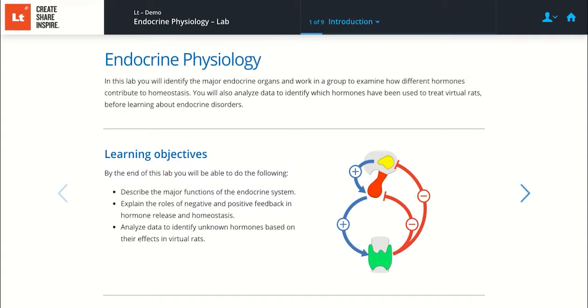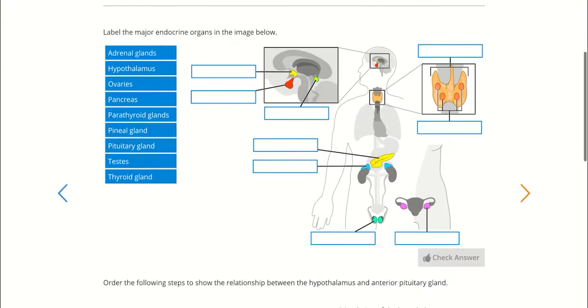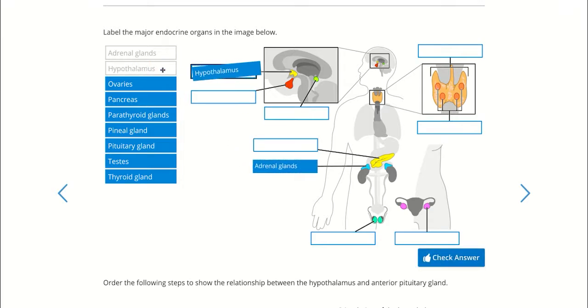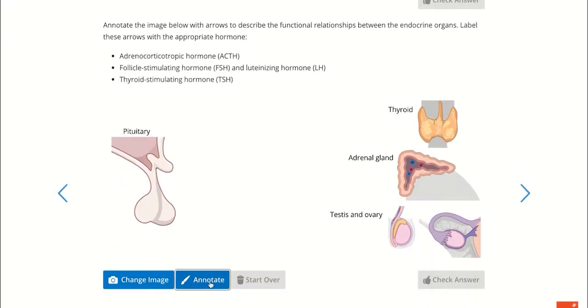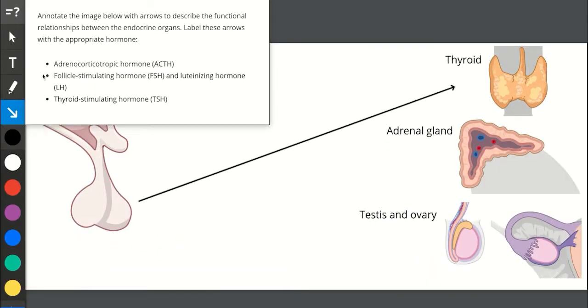The new Endocrine Physiology lab helps students explore how the endocrine system initiates and controls complex interactions between hormones and their target organs in our bodies. First, students are asked to identify the location of the endocrine organs within the body and begin to define the relationship between specific hormones and their target organs.